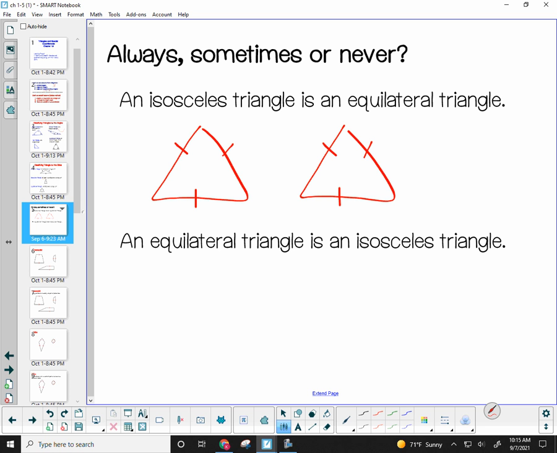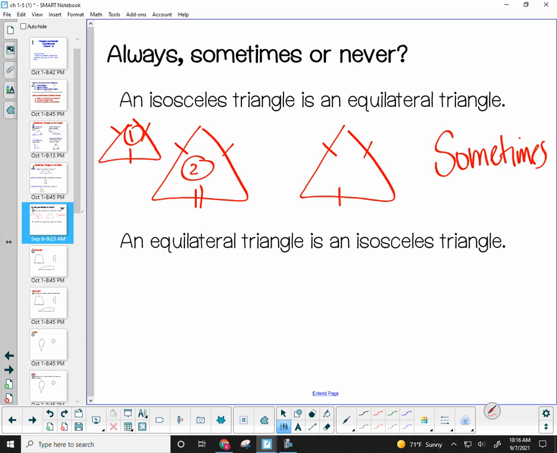Yes, because it has at least two congruent sides. Does it have to have three though? Is this still isosceles? Yes. So I could have an isosceles that looks like this, like triangle number 1, and I can have an isosceles that looks like triangle number 2, right? Are both of those equilateral? No. So this is a sometimes. Sometimes an isosceles triangle will have a third side that's congruent. Sometimes an isosceles triangle won't have a third side that's congruent. Does that make sense?